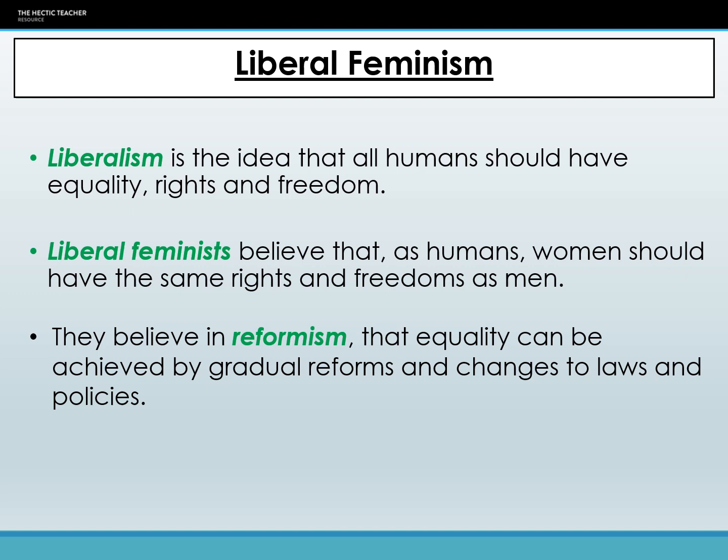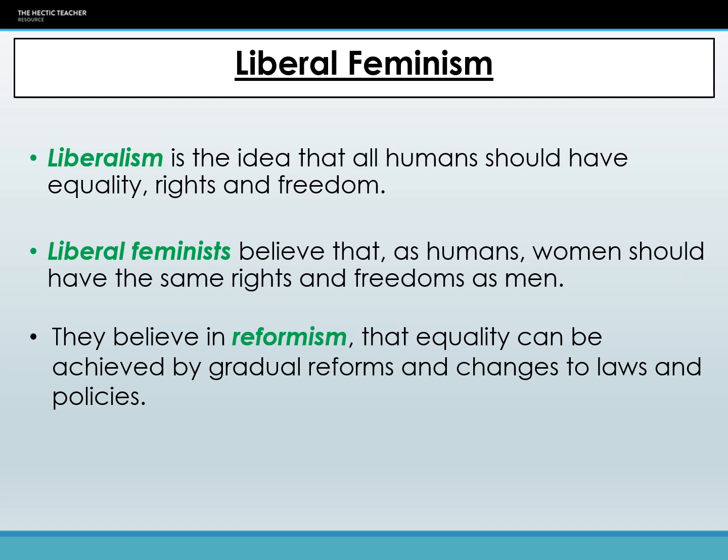This comes from the liberalist idea that all humans should have equality, rights, and freedoms. So liberal feminism believes that as women are human, which is obvious, they should have the same rights and freedoms as men. So this is not necessarily saying that women should be above men or that women need more than men. They are actually saying that we need to consider some of these policies, rights and freedoms that men should have as well as women, such as shared parental leave.